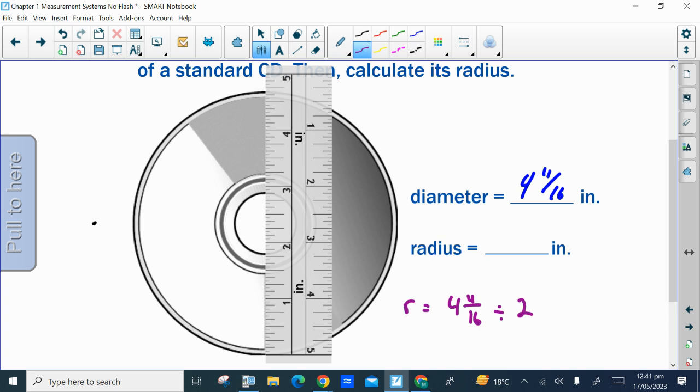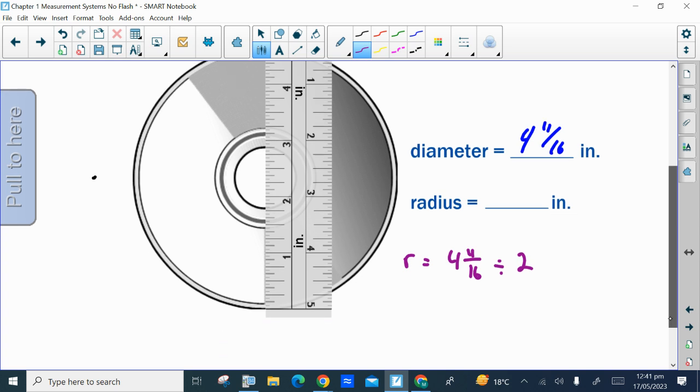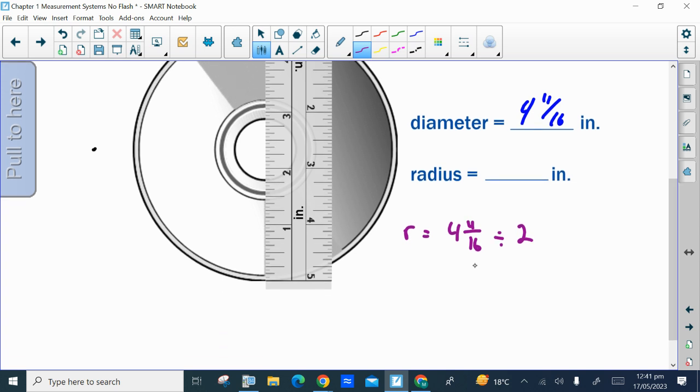So what we would want to do in this case is change that mixed number into an improper fraction. We talked about this at the start of the semester. To do that, you take the bottom number, multiply by 4. That gives you 16 times 4, which is 64, plus the top number, which is 75. And you keep the same denominator. So 4 and 11/16 is the same as 75 over 16.